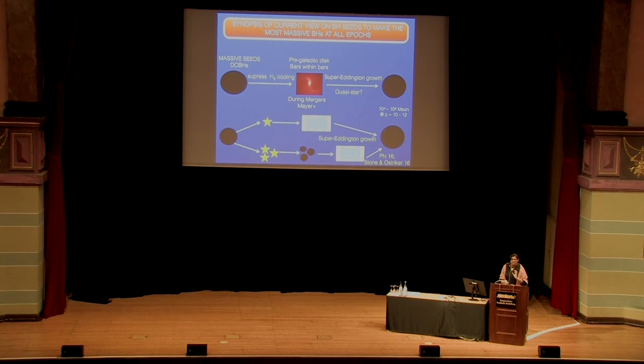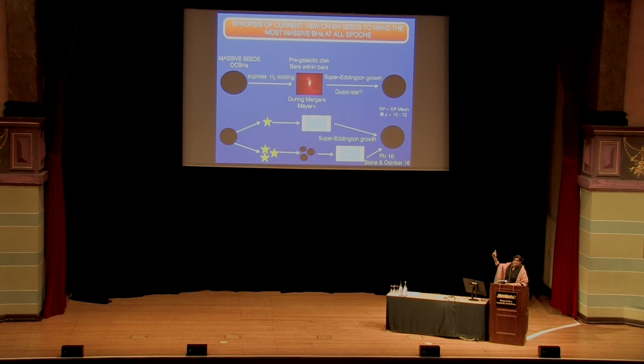And there are many ways to get there, right? So you could start with lower seed masses, so you could have population 3 remnants, and then you could invoke accretion physics. You can invoke super-Eddington growth rates, and then you can bring them out to about 10 to the 4, 10 to the 6 solar masses.